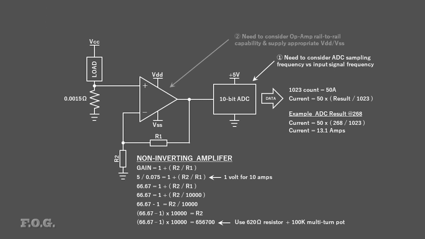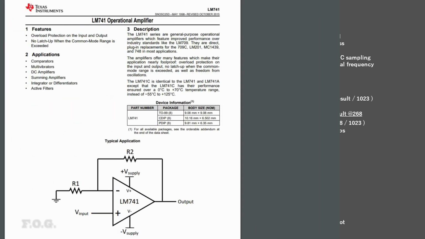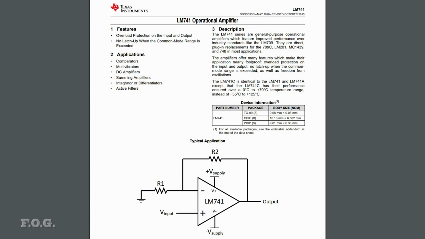The second issue is that you need to give consideration to the rail-to-rail capability of the specific op amp that you are using, as this will affect the range of the signal it can output. Say for example, the now ancient LM741 op amp has a terrible rail-to-rail output capacity.